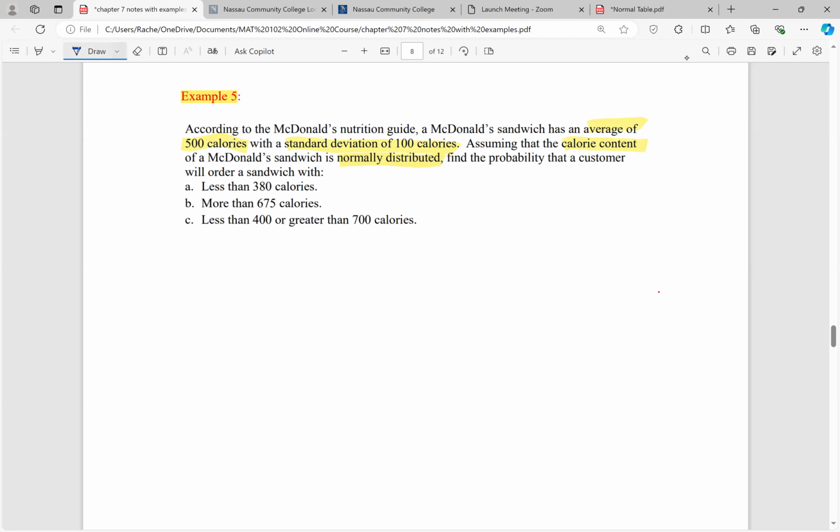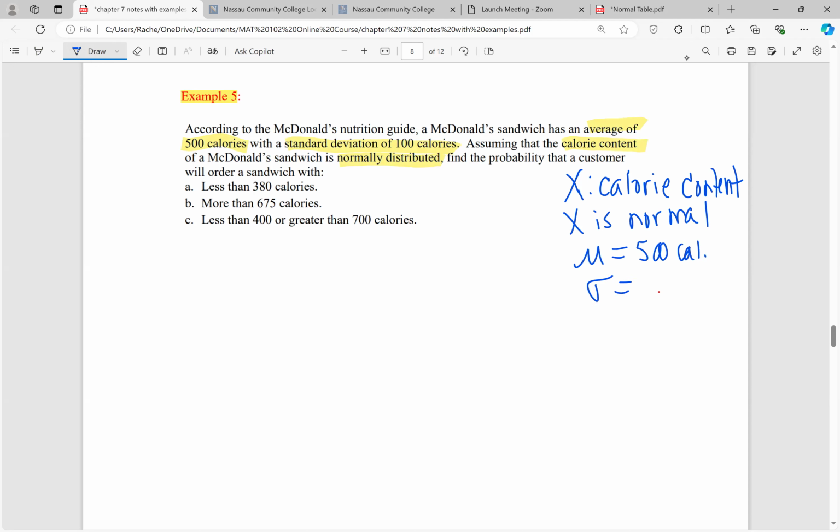So we know that X, our variable of interest, is calorie content. We know that X is normal. And we know that the mean is equal to 500 calories and the standard deviation is equal to 100 calories.